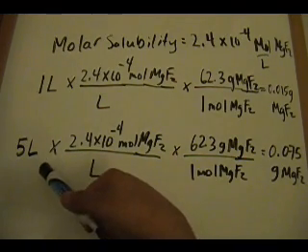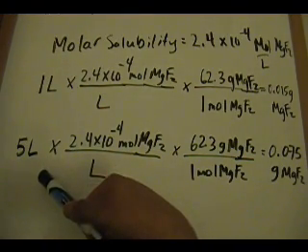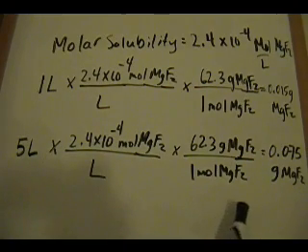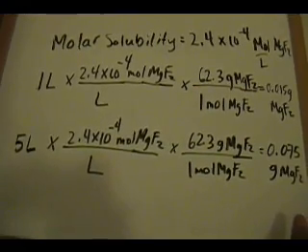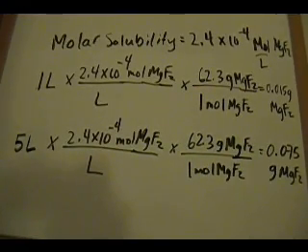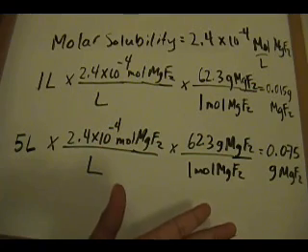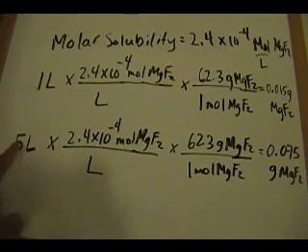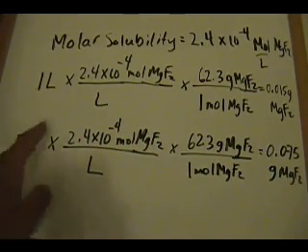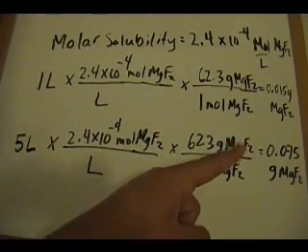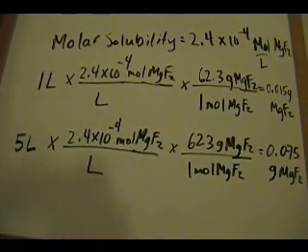So by increasing the volume of water, we increased the potential amount of magnesium fluoride that we can dissolve. We can dissolve 0.075 grams of magnesium fluoride in 5 liters of water, compared to 0.015 grams of magnesium fluoride in 1 liter of water. So there you go. Let's move on to the next part.